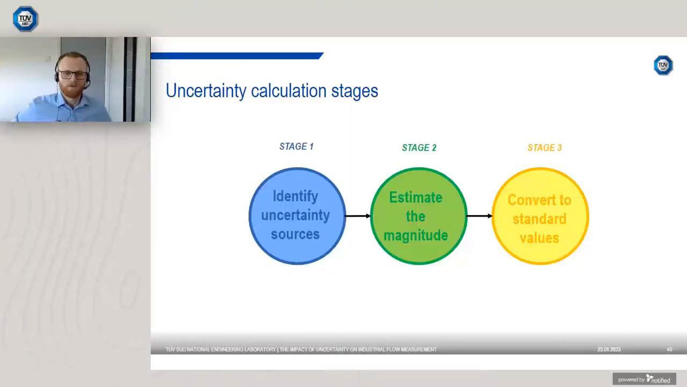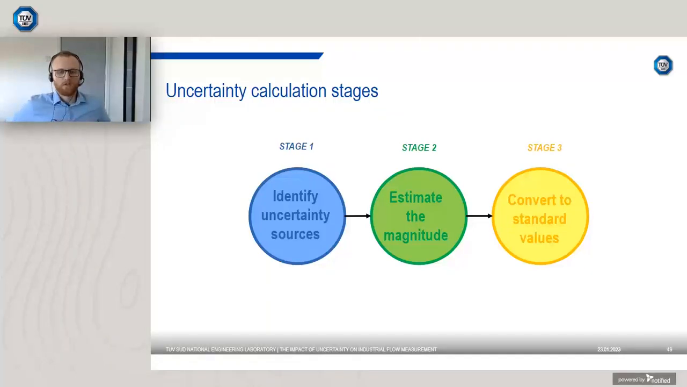So the first step is to identify all of the uncertainty sources. You may be using a calculation to calculate a given parameter. So in this case, you would have to look at all of the parameters in the equation, and then consider the uncertainty of each of these parameters. And it may be that you have more than one source of uncertainty, and it's likely that you'll have more than one source of uncertainty per parameter.